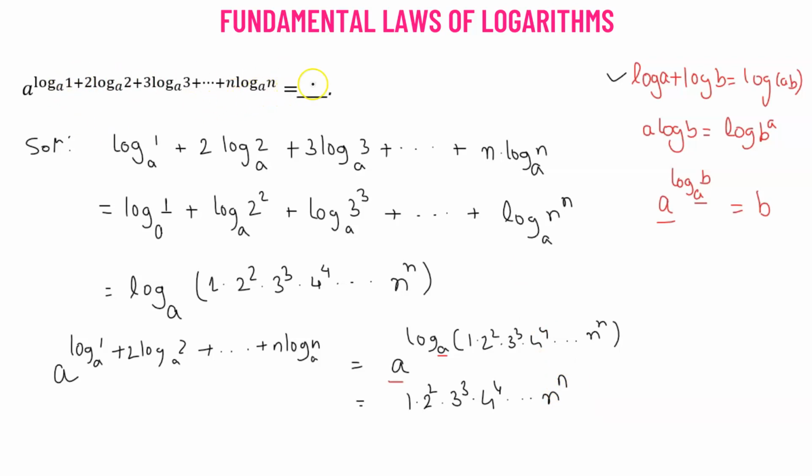So the value of the given expression will be 1 raised to the power of 1 times 2 raised to the power of 2 times 3 raised to the power of 3 times 4 raised to the power of 4, and this goes all the way up to n raised to the power of n.